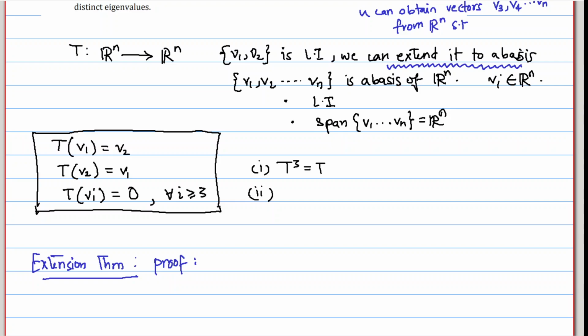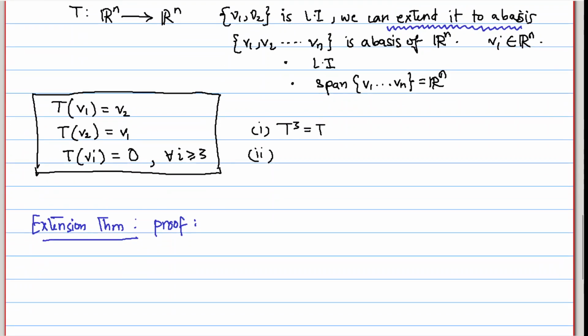Okay. Actually, this method is called extending. So any linearly independent set, you can extend it to a basis. What does that mean? That means you add additional vectors v3, v4, and so on up to vn, and make it a basis. Okay. So basically the proof also, yeah.